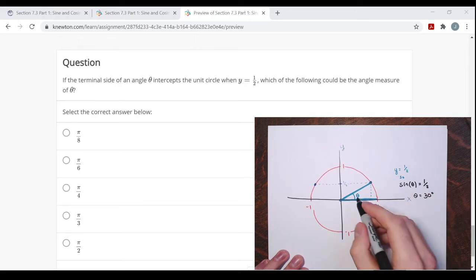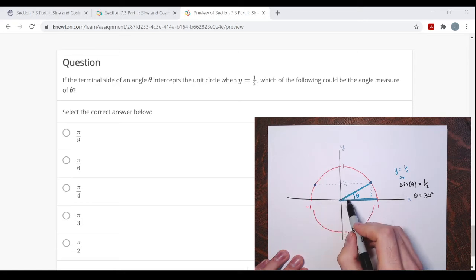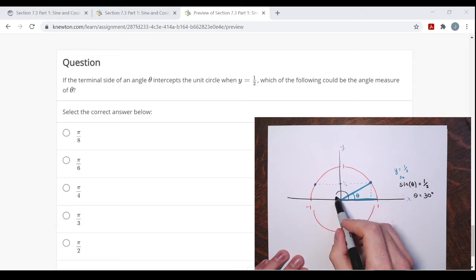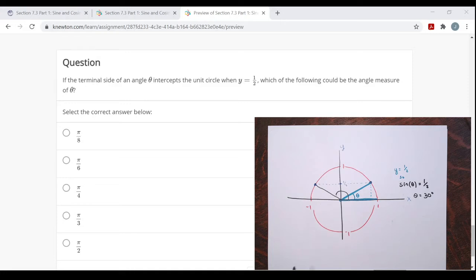Now there are other angles. We're going to see larger angles later. So like this angle here that takes me over here to this point with a half. There's a large angle and an obtuse angle with a sine of a half. But we're only talking about the first quadrant right now.